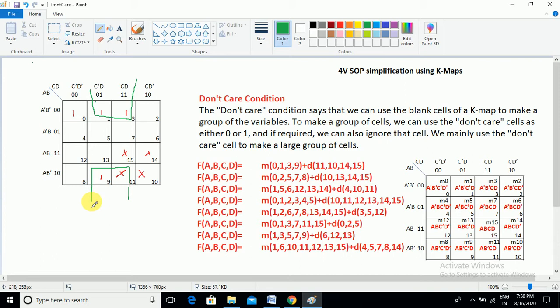Now let us go to this one. For this one there is no other alternative for the grouping. 4 adjacent is not selected, 8 also not selected, only one alternative with overlap. What about the other don't care cells 15, 14 and 10?